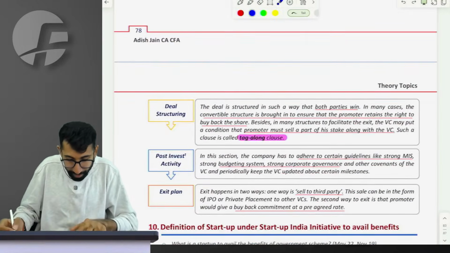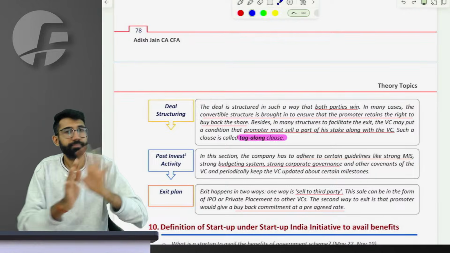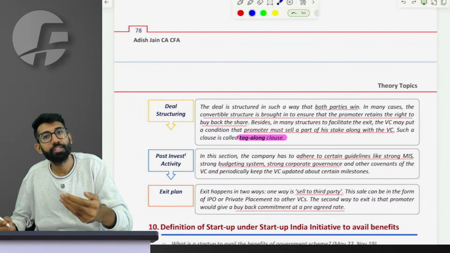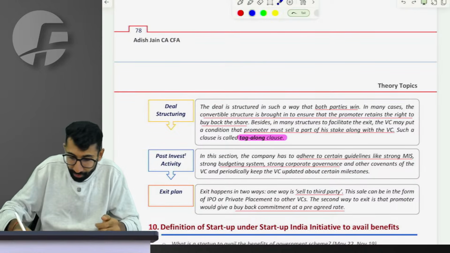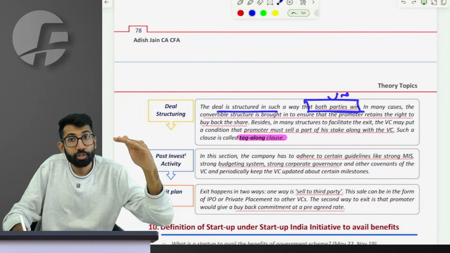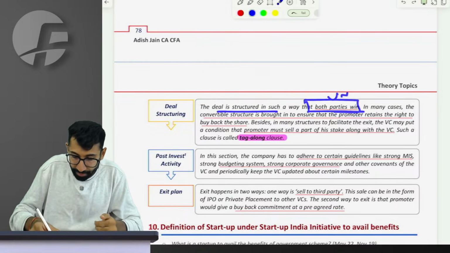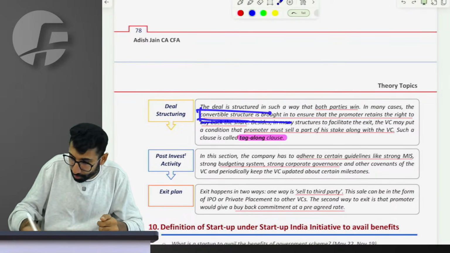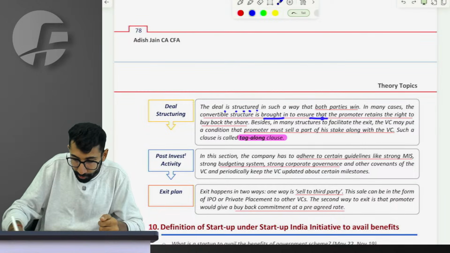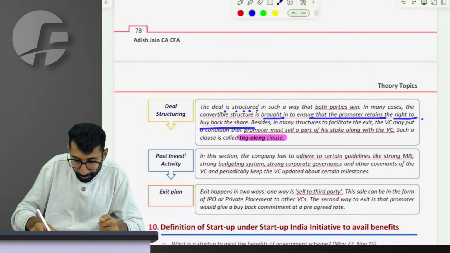That due diligence will happen, then there will be deal structuring. Suppose due diligence happened. Now the deal is to be structured, that we give you this money in the form of this security. So the deal is structured such that both parties win. The valuation of the company arrived at is fair, right? The structure of the security is really important. Sometimes a convertible structure is brought in to ensure the promoter retains the right to buy back the shares.